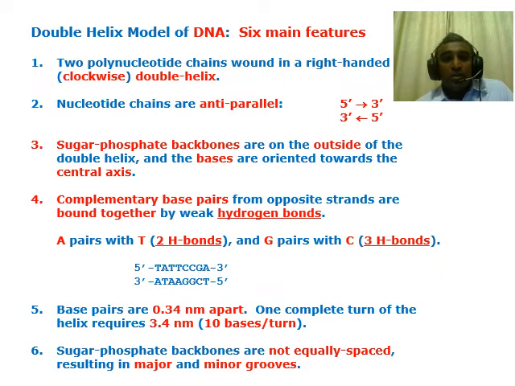So the first one, I just go through the facts, and then next slide I show you in the model itself. So the first feature is two polynucleotide chains wound in a right-handed clockwise double helix. If you were wearing a watch which has needles, the clockwise is referred to as the needle going from 12 to 6 and then 6 back to 12. So that's clockwise. Okay. So in terms of this DNA polynucleotide, the facts say it is clockwise.